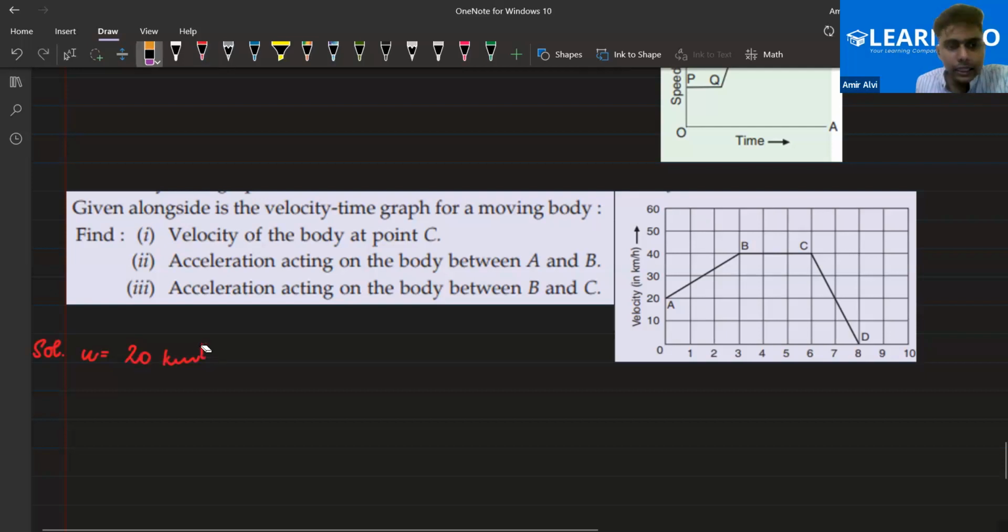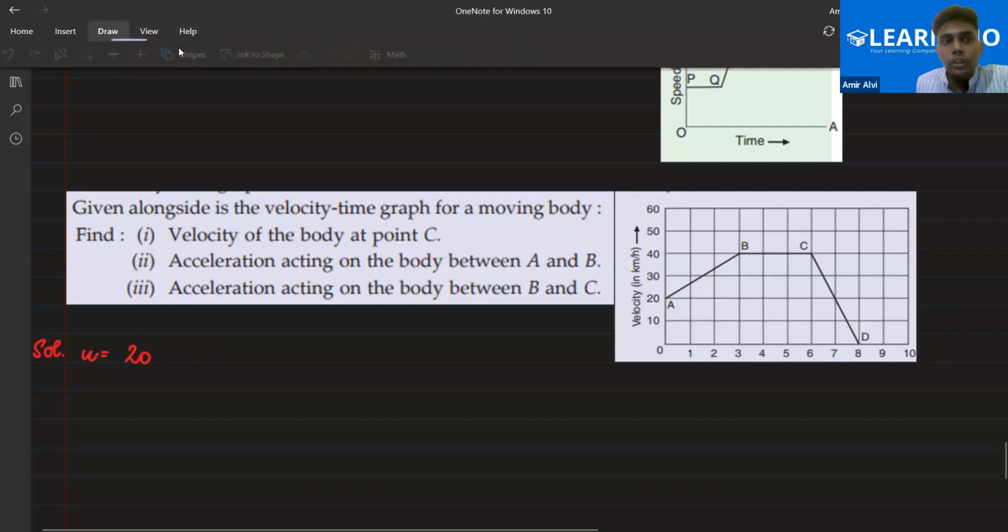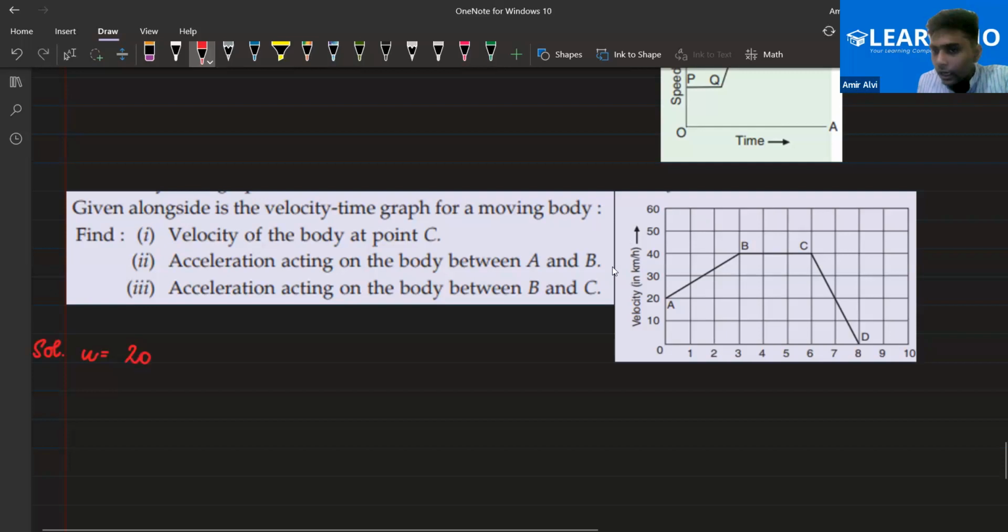In this graph, one thing is missing, that the unit of time is not given. It means that since velocity is given in kilometer per hour, by default the time is going to be in hours. We are representing the velocity time graph, so automatically time will be in hours. If it were meter per second, this would be in seconds, right? So this is kilometer per hour. Clear, Sarah and Farhan? Yes, sir.